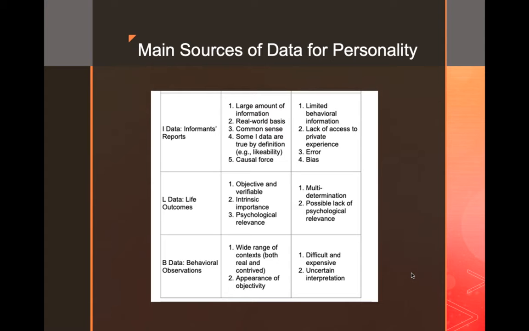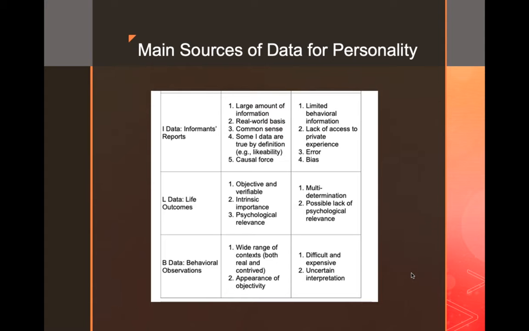So here you're looking at, okay, this person is depressed, so their relationships recently got broken, they lost their job, and they're not able to get out of home. All of these are life outcomes. And the good thing about collecting data on life outcomes is that it's objective and verifiable. You could be like, okay, this person just lost their job. You could verify that kind of information. And it could be psychologically relevant as well.